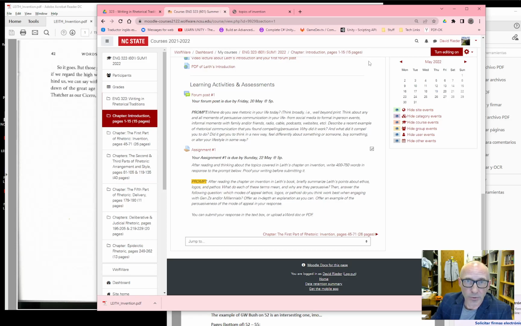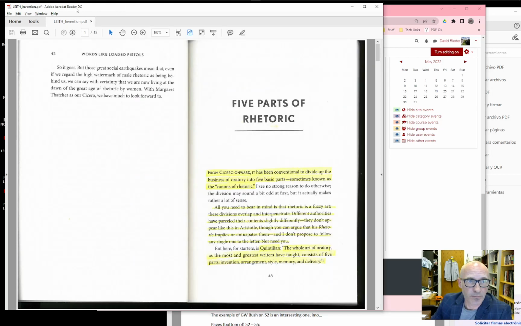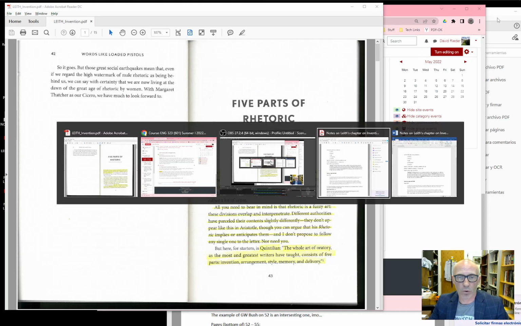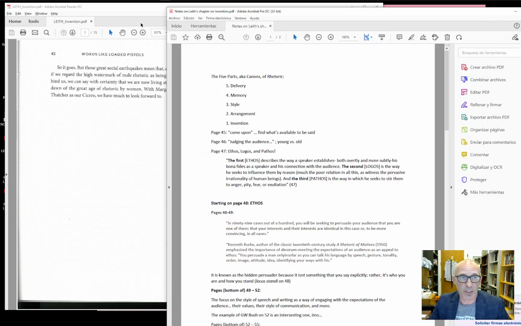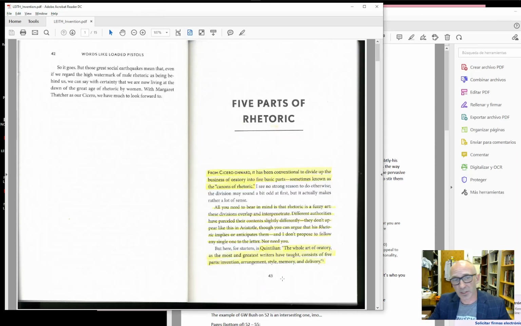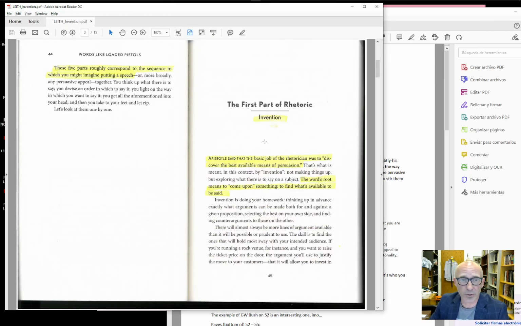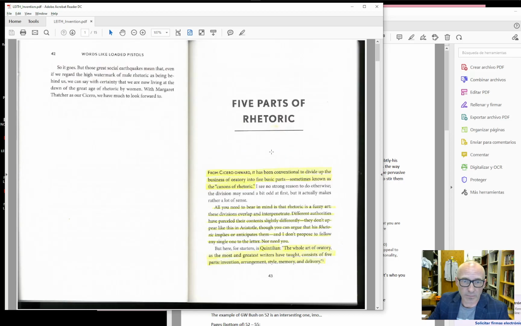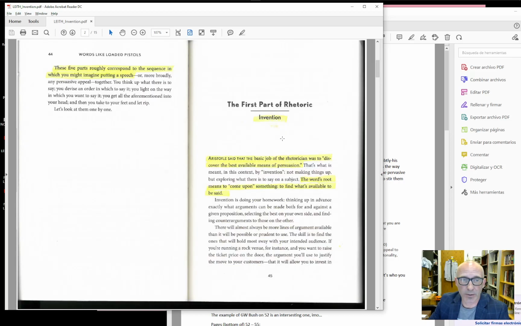Let's go through Leith's chapter, and I think what I'll do is I'll bring up my notes and just kind of walk through those. You've got the chapter, but it starts on page 43, where he just offers you a quick one-page description or intro to the 5 parts of rhetoric, and then he gets into the first of those 5 parts, which is the chapter that you are reading for assignment number 1, which starts on page 45.